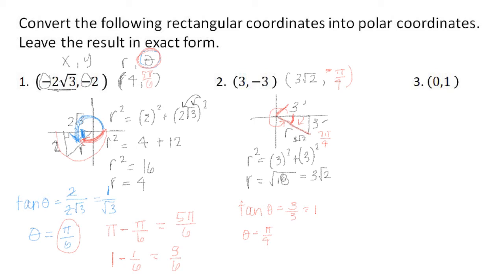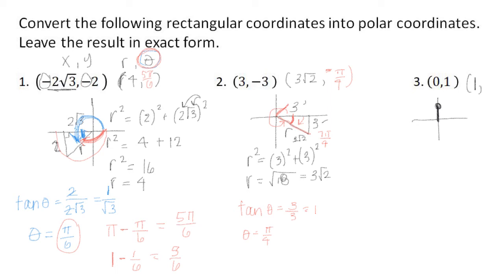Okay, moving on to the last problem, and this one's a little bit different. Again, we are still trying to convert this x comma y into an r comma theta. We're still looking for some angle here. So again, if we plot this, let's see what we run into. Well, 0, 1, that's up here. So what would be our radius length? It looks like our radius length is going to be a 1, isn't it?